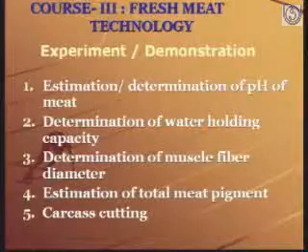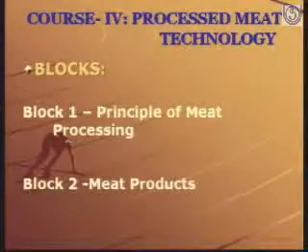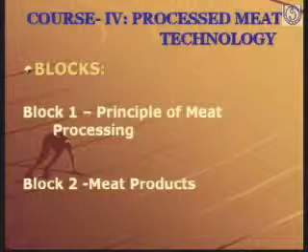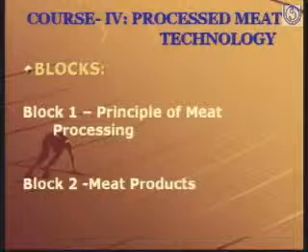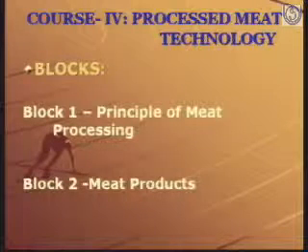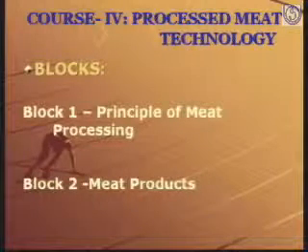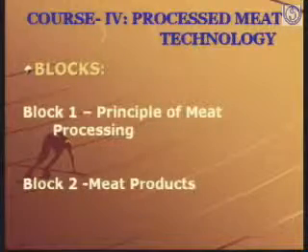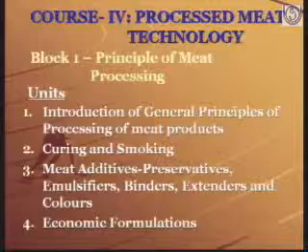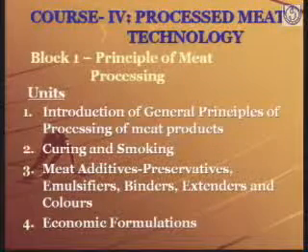So, now I am coming to the fourth course, that is about processed meat technology. This course has two blocks. The first block is about the principles of meat processing. The second block is about meat products. In the first block, there are 4 units. The first unit is an introductory unit, which will deal with the general principles of processing of meat products.